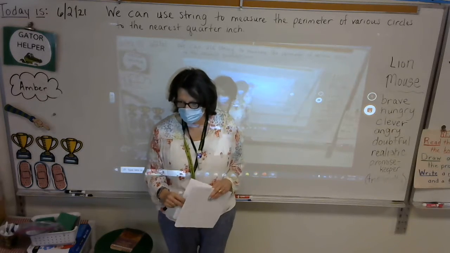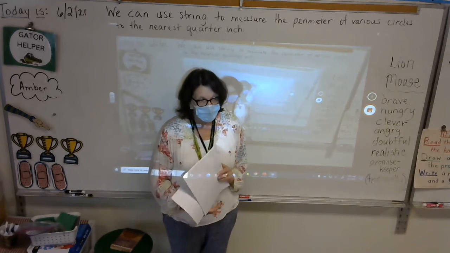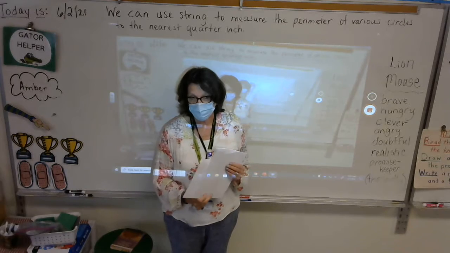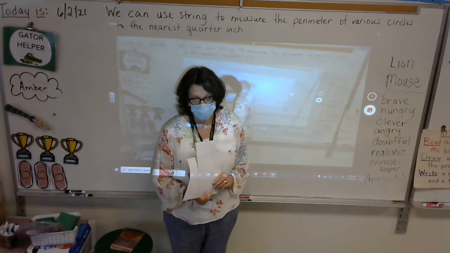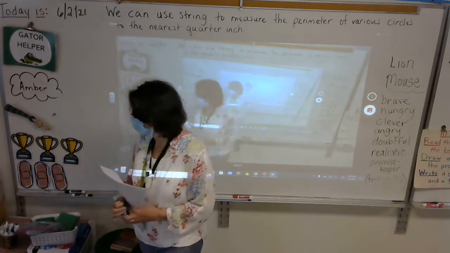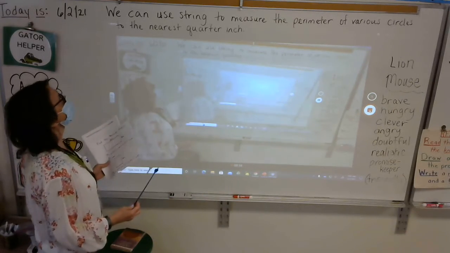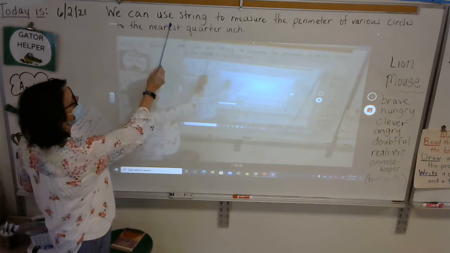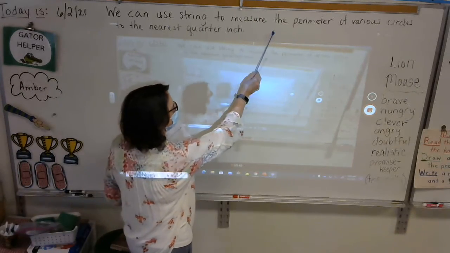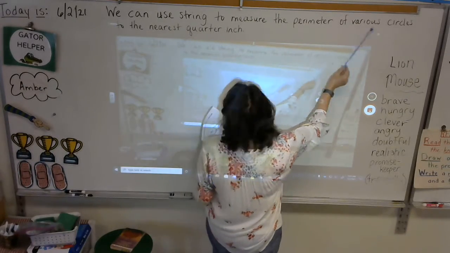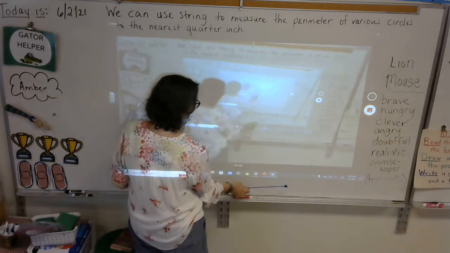Today we're going to continue our unit on perimeter, and we're going to be exploring the perimeter of circles. Can we find the perimeter of a circle? So let's go ahead and read our learning target together on the count of one. Ready? 3, 2, 1. We can use string to measure the perimeter of various circles to the nearest quarter inch.